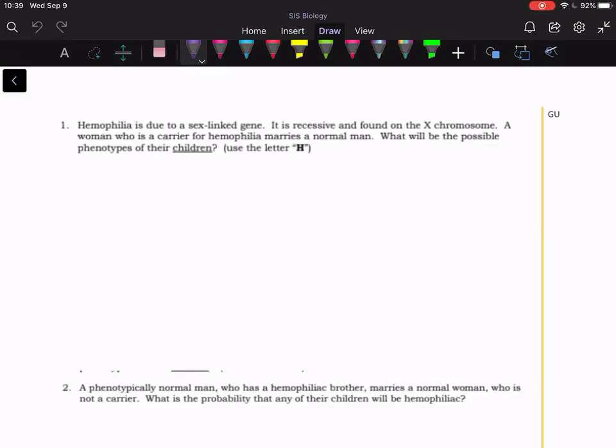Number one, hemophilia is due to a sex-linked gene. So as soon as you see the word sex, you are going to want to remember that there's XX for females and XY for males. It is recessive and found on the X chromosome. A woman who is a carrier for hemophilia marries a normal man. What will be the possible phenotypes of their children? Use the letter capital H.